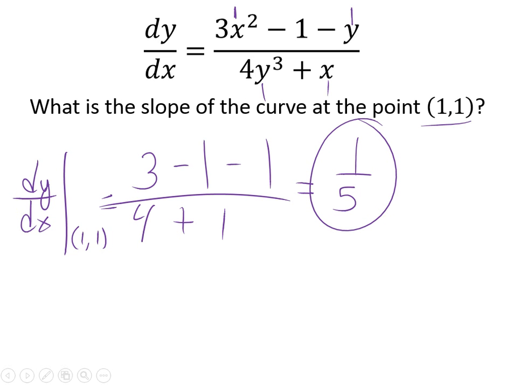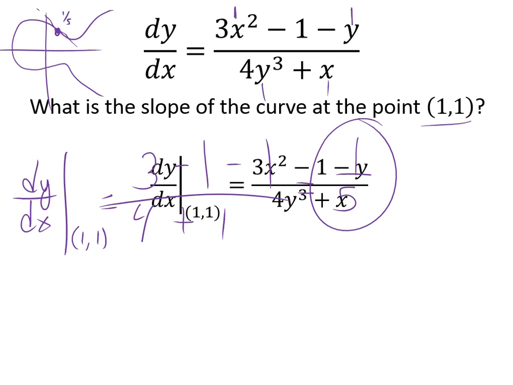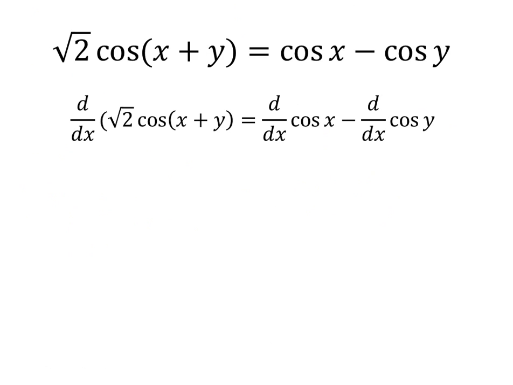So for this curve that we have, which looks really weird, it looks something like that. It's not a function, but it is still a graph. At the point 1, 1, that slope there is 1/5. Okay. All right. So implicit differentiation.